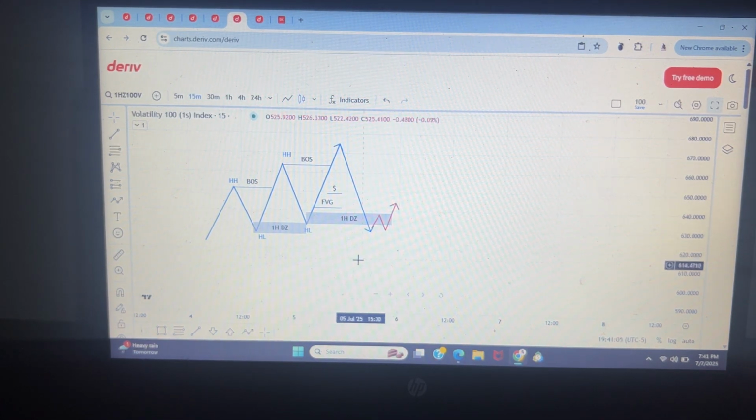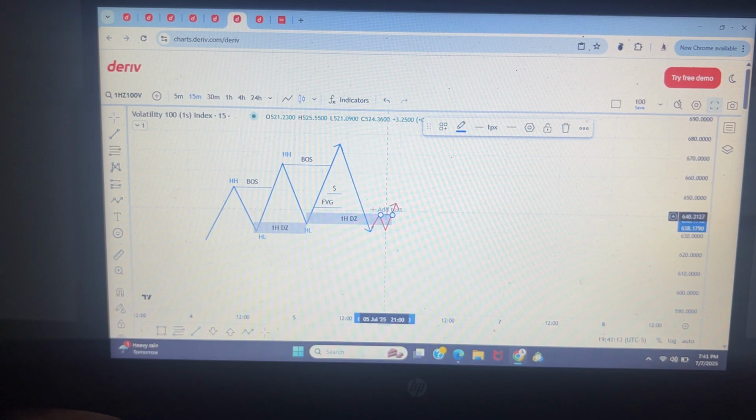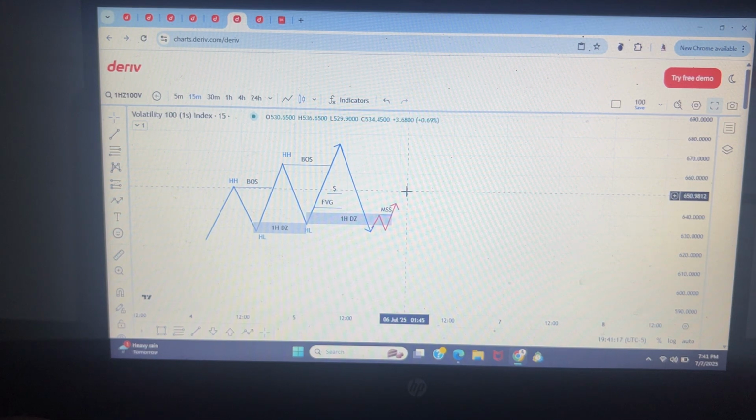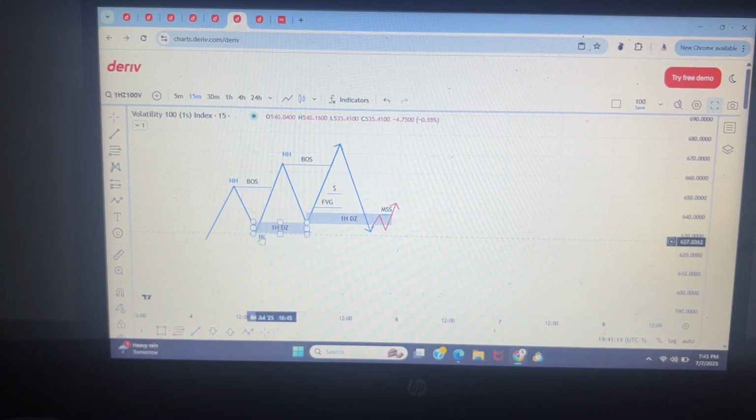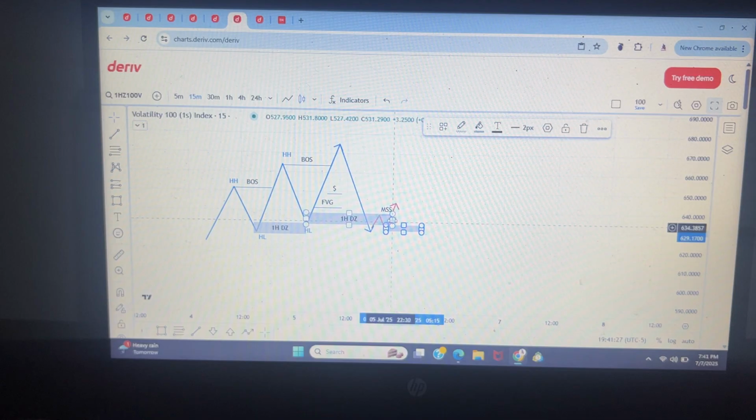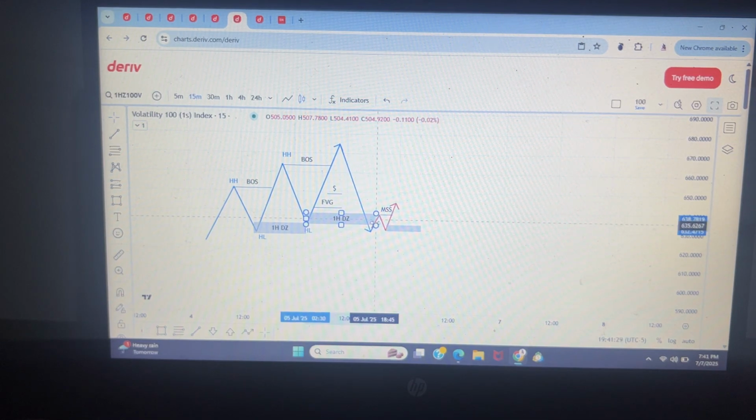So already it's 15 minutes, right? So price breaks that red, breaks this lower high right there, and gives you a market structure shift on the 15 minute. We're gonna look for something like this. We're gonna mark out the 15 minute demand zone right there. So we've marked out the 15 minute demand zone now.